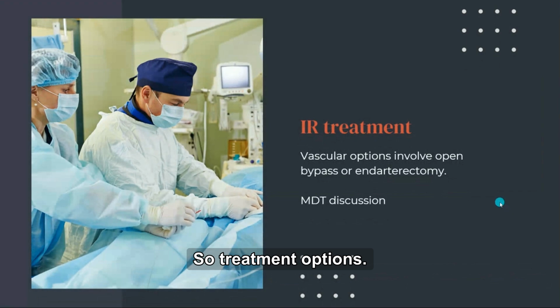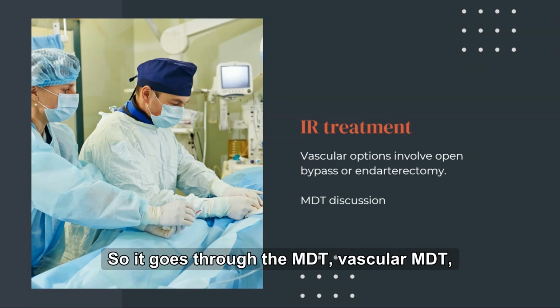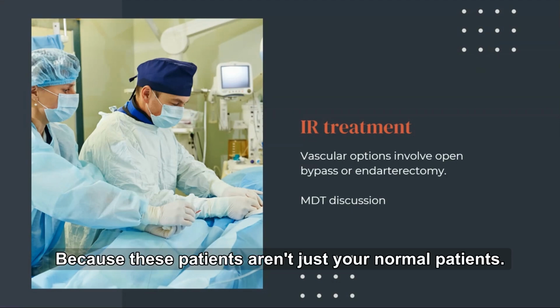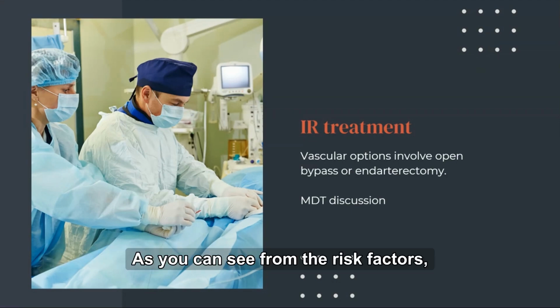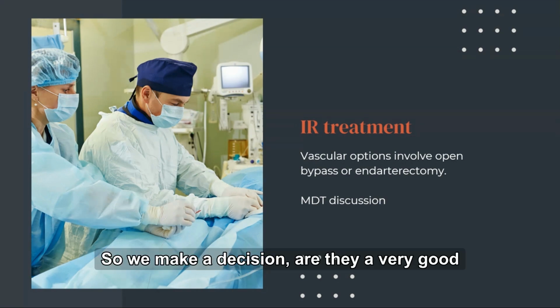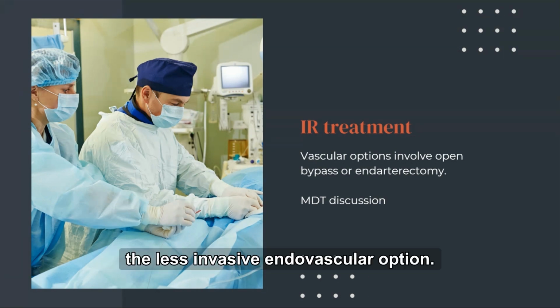So treatment options. There are lots of treatment options in interventional radiology and vascular surgery. It really depends on lots of factors. So it goes through the MDT, vascular MDT, whenever we have a case. Because these patients aren't just your normal patients. As you can see from the risk factors, they usually have high blood pressure, diabetes. They probably had a stroke before or a heart attack. So they don't make very good surgical candidates. So we make a decision, are they a very good surgical candidate or not? If they're not, then let's try the less invasive endovascular option.